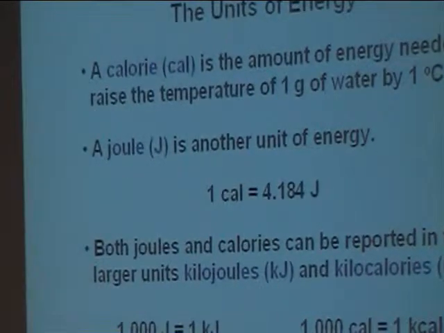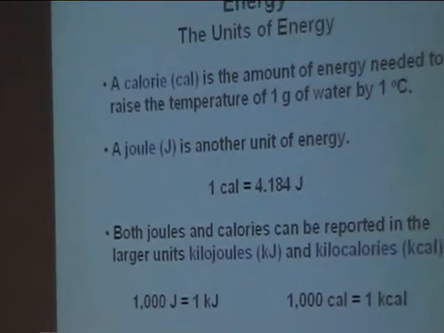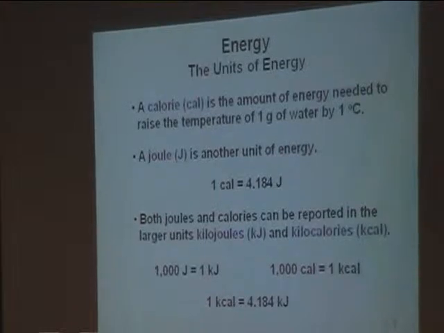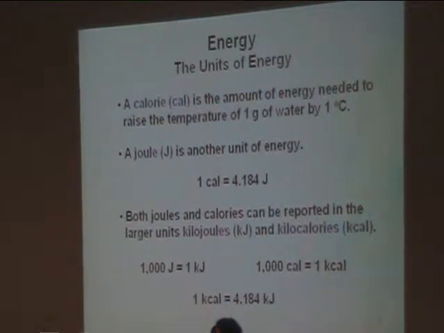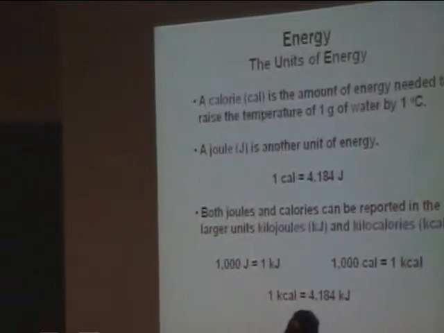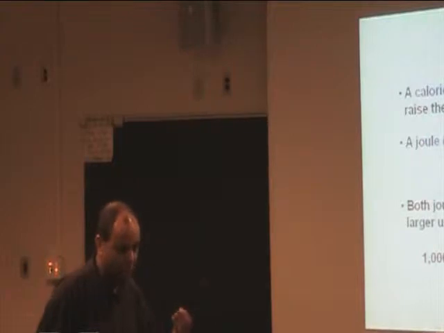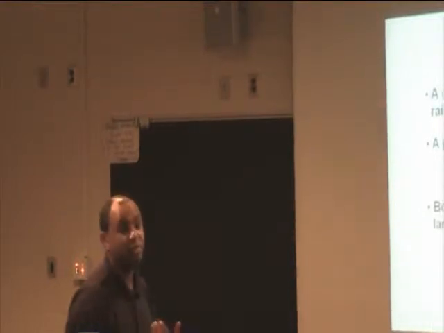Here you can see that a calorie is the amount of energy needed to raise the temperature of 1 gram by 1 degree centigrade. There is also something you may be familiar with in the lab, specific heat capacity. That's a little bit different than calories. Specific heat capacity is a small c. It means how much energy a substance can absorb.